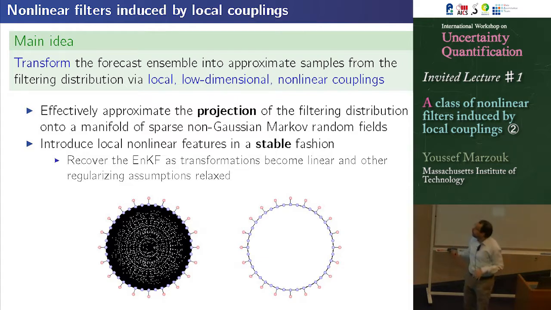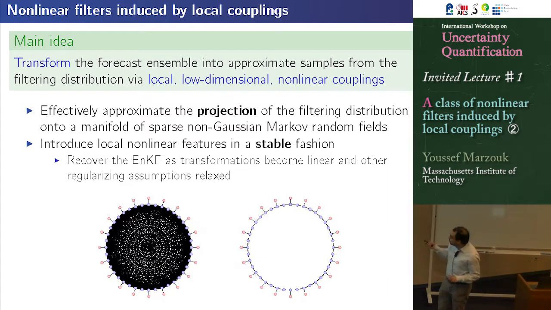So what we want to talk about is, can we actually preserve this notion of transforming the forecast ensemble into the filtering distribution, but using nonlinear transformations? And how can we construct those kinds of nonlinear transformations? And how can we actually do that in a tractable way given limited numbers of samples? So what these two bullets may not mean anything yet, but this is the main idea that I'll illustrate for the rest of the talk.